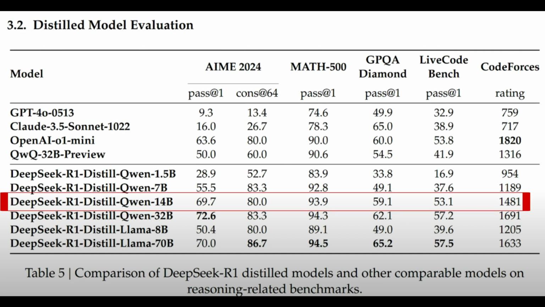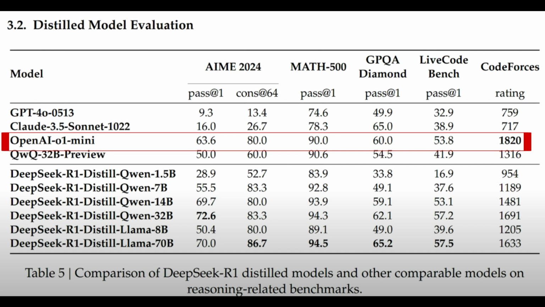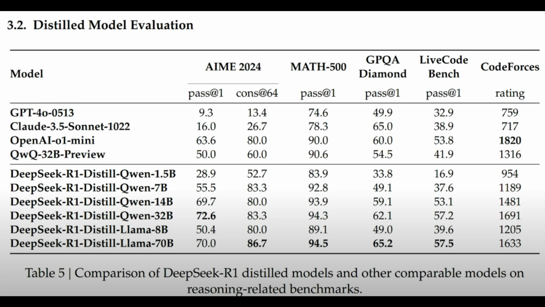Take note of how the 14 billion parameter distilled version of Qwen compares to OpenAI's o1-mini. Also, observe how the 32 billion parameter distilled version performs in comparison to both OpenAI's o1-mini and its own undistilled counterpart. This demonstrates the great potential of distilled models, where knowledge from a larger teacher model is transferred into a smaller student model while maintaining comparable performance.